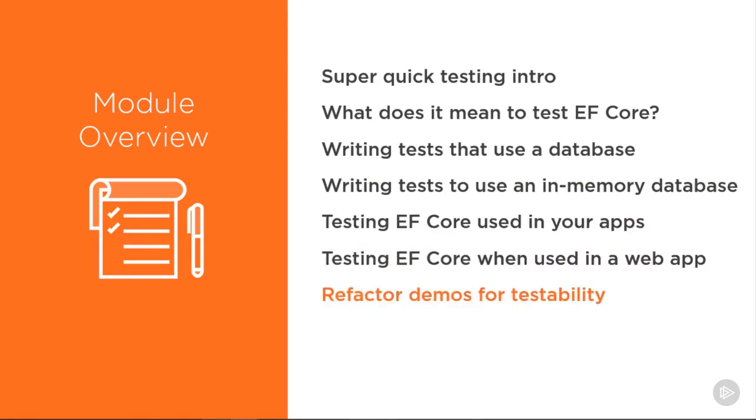And in both of these solutions, we'll start with some refactoring to make them more testable, and then get a high-level look at how to structure automated tests against the logic in your app that involves EF Core, whether that's with a connected app like the console app or a disconnected app like the ASP.NET Core API. So let's get started.